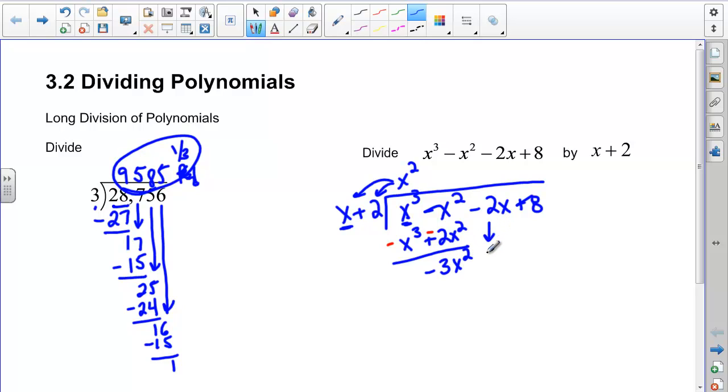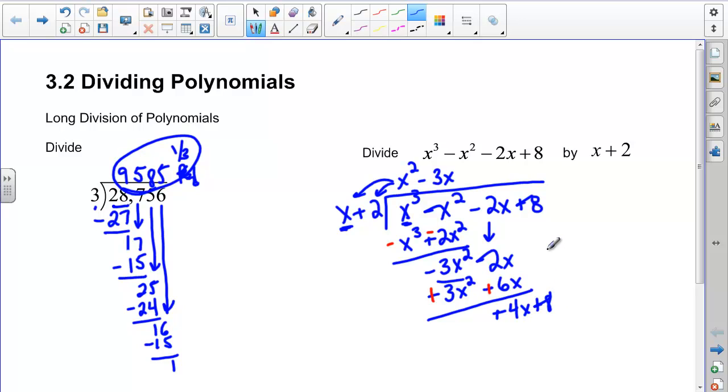Now I bring down the negative 2x. And again, I look at the first terms. How many times does x go into negative 3x squared? Well, it goes in negative 3x times, because negative 3x times x is negative 3x squared, and negative 3x times 2 is negative 6x. To subtract, I change my signs and add, and that gives me 0 plus 4x.